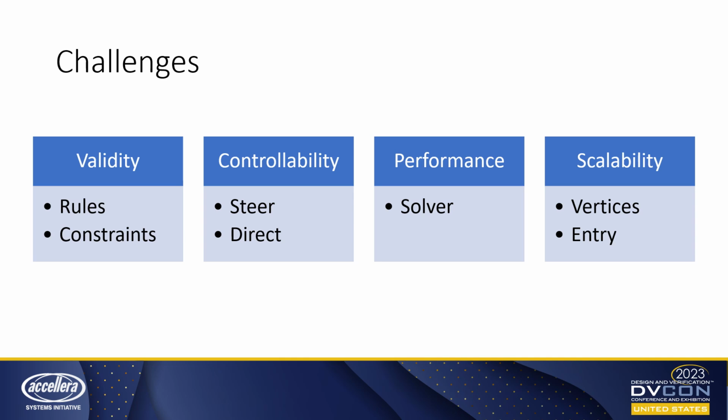And finally, we had a scalability challenge. So the solution should scale well with the amount of possible vertices in the tree. Meaning that if for whatever reason we add new vertices to the solution space, the solution should scale well, both in terms of performance and constraint entry. So the solver should still produce a solution in a reasonable amount of time, even if we increase the amount of vertices. And the way we introduce new vertices and constraints should not mean an explosion of complexity in the constraints.